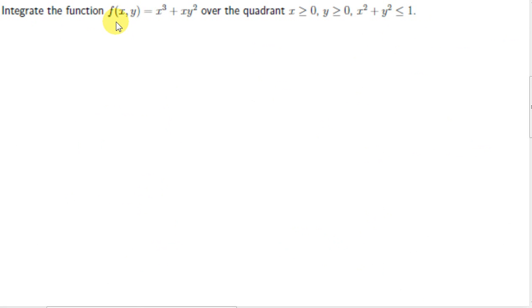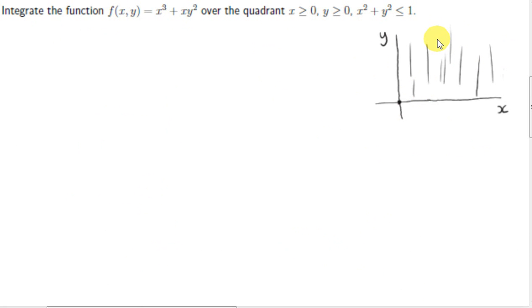Let's take this example. We want to integrate the function f of x comma y equals x cubed plus xy squared over the quadrant x greater than or equal to 0, y greater than or equal to 0, x squared plus y squared less than or equal to 1. First of all, let's look at the region of integration. Well, we can see that both x and y are positive or equal to 0. So we are dealing with points in this place here.